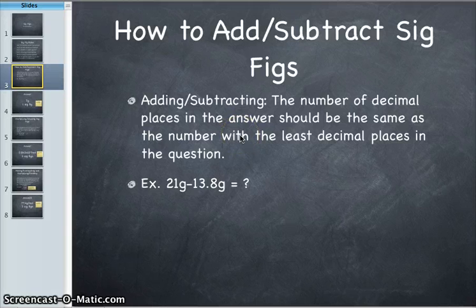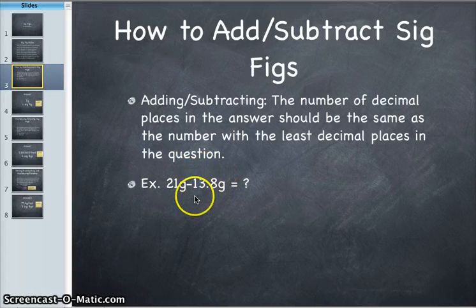So you can also add and subtract sig figs, and you do that by the number of decimal places in the answer should be the same as the number with the least decimal places in the question. For example, 21 grams minus 13.8 grams.